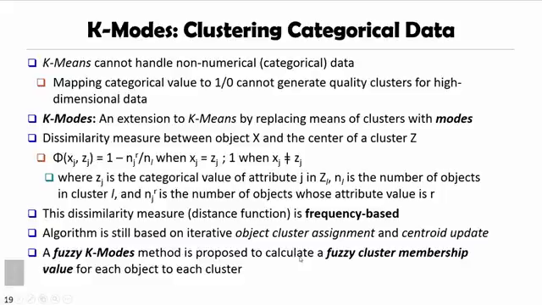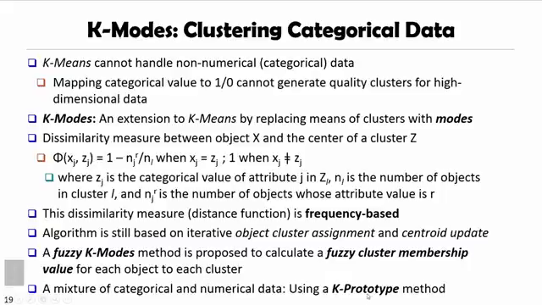Okay. Then there's another alternative method called the fuzzy k-modes method. The fuzzy k-modes method calculates the fuzzy cluster membership value for each object to its cluster. Simply put, you give a fuzzy cluster value. If an object is very close to this cluster, the fuzzy value is closer to 1. If it's far away from this cluster, the fuzzy value is closer to 0.